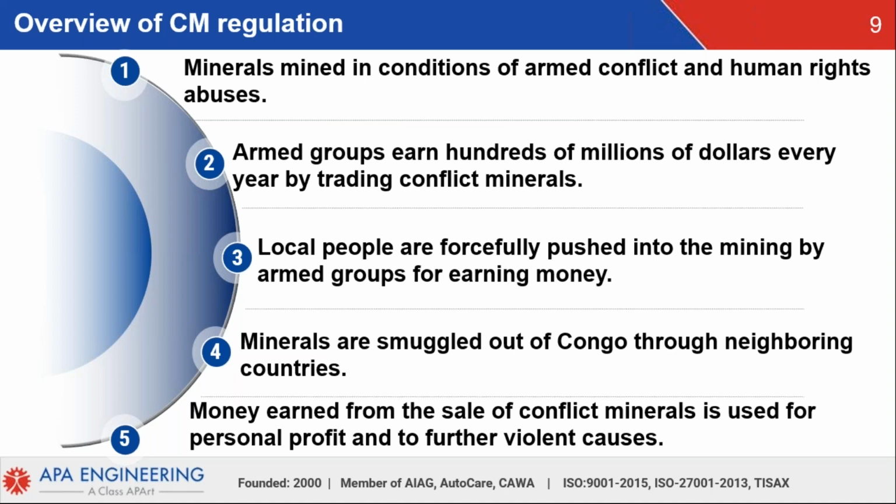In order to reduce this armed conflict while mining these minerals such as tin, tungsten, tantalum, and gold, the conflict minerals regulation was introduced. Overall, the objective of the conflict minerals regulation is to encourage the ethical sourcing while safeguarding the human rights.